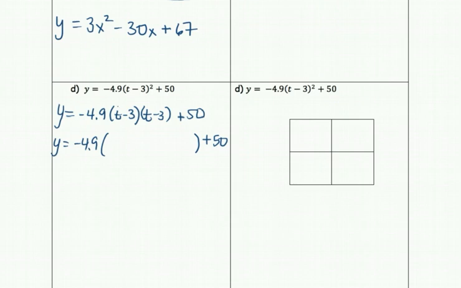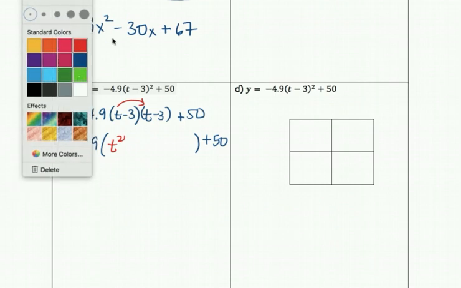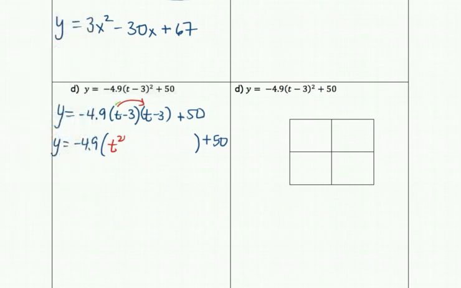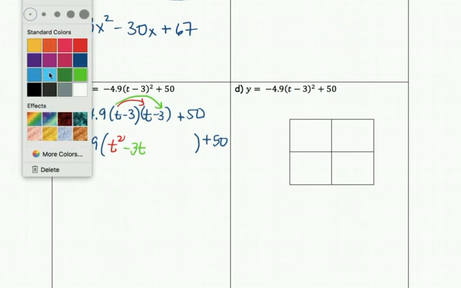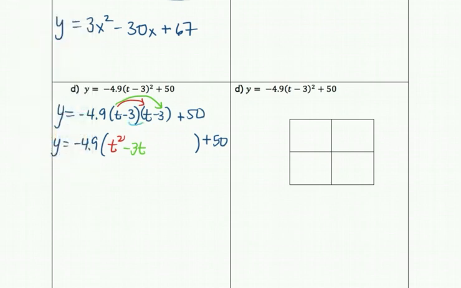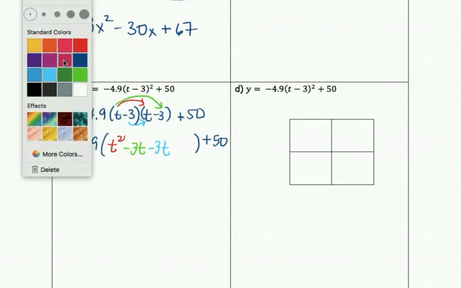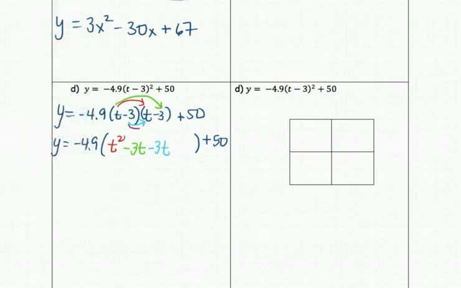All right, so the first one: t times t is t squared. Outer: t times -3 is -3t. Then inner: -3 times t is -3t. And last: -3 times -3 is +9.